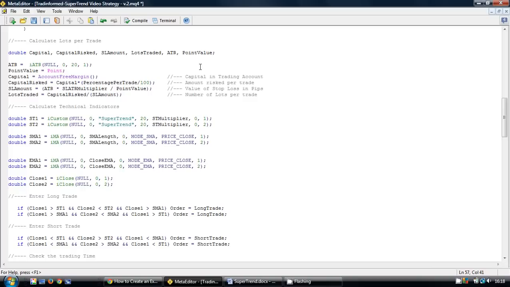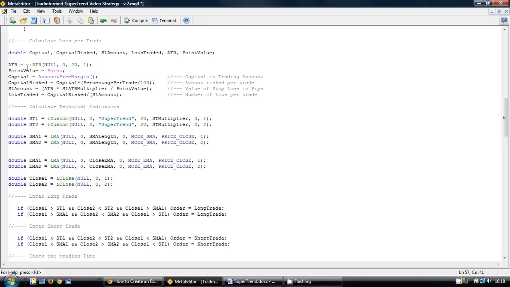So if you have a broker that gives you 4 decimal points after the 0, this is usually referred to as 1 pip change if you go from 0 to 1. If you have 5, if you have a 10 change, you have a point value of 5.